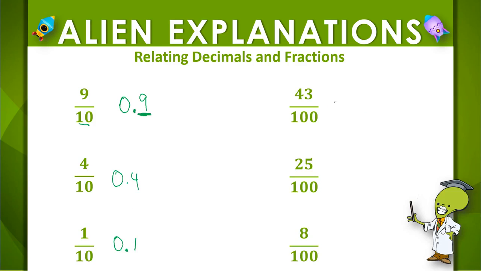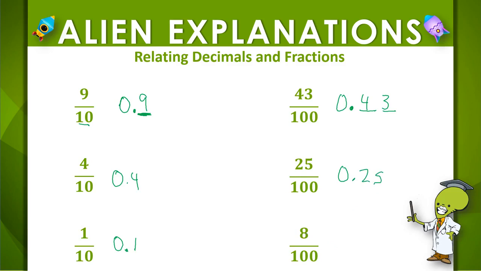Now for hundredths, think about these as like pennies. It represents two spots behind the decimal point. So I have 43 hundredths. If you had 43 pennies, how would you write that? You would write it as 0.43. If you had 25 pennies, you'd write it as 0.25.